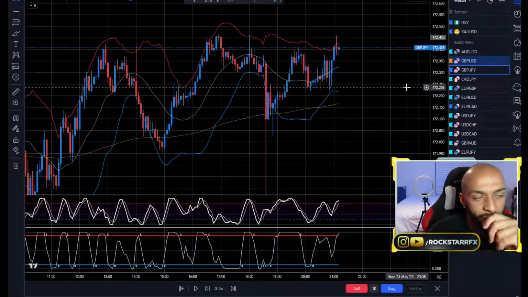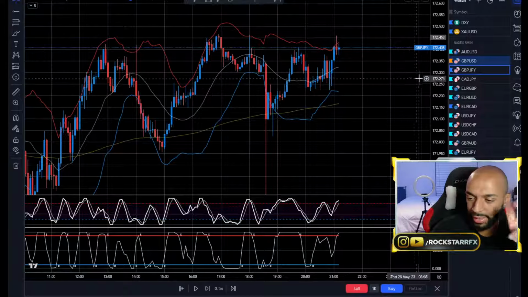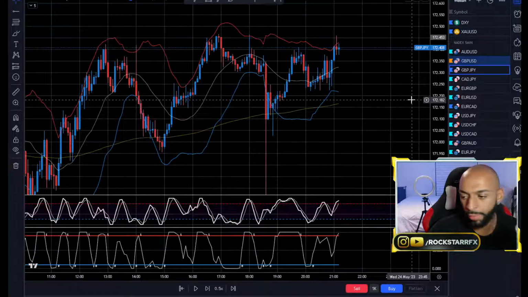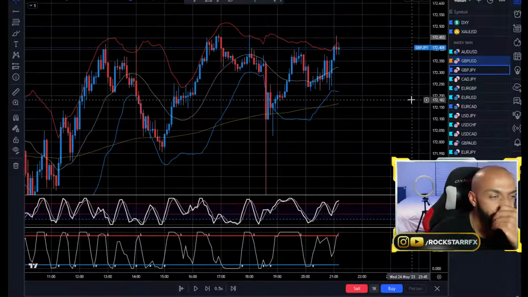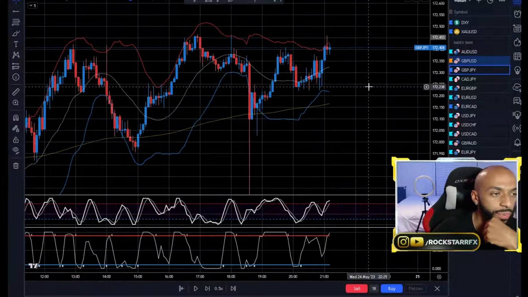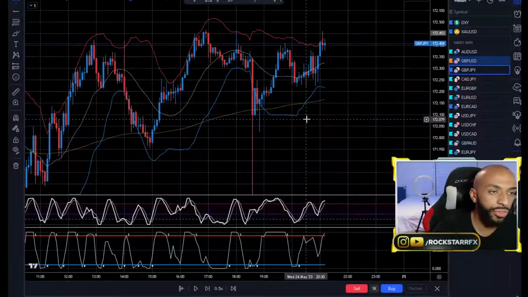So check it out. The 3-step setup is very simple. I look for 3 indicator-based confirmations. I want to see overbought or oversold on all of them. If you're not familiar with the 3-step setup, I've probably gone over it in a few YouTube videos. I'll put a card somewhere on the screen if you're watching the replay, so you can go watch that. But the 3-step setup is very simple.